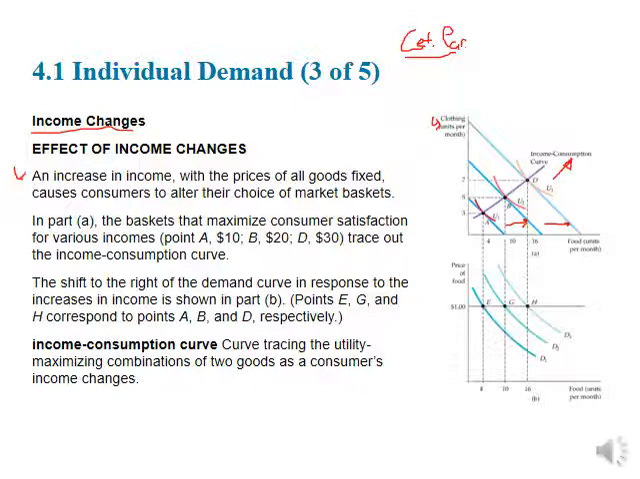We see this in this second panel down here, where the rightward shift of our demand curve in response to this increase in income corresponds to new optimal market baskets. To put a fine point on it, what the income consumption curve does is trace out the utility maximizing combinations of two goods as our income changes.